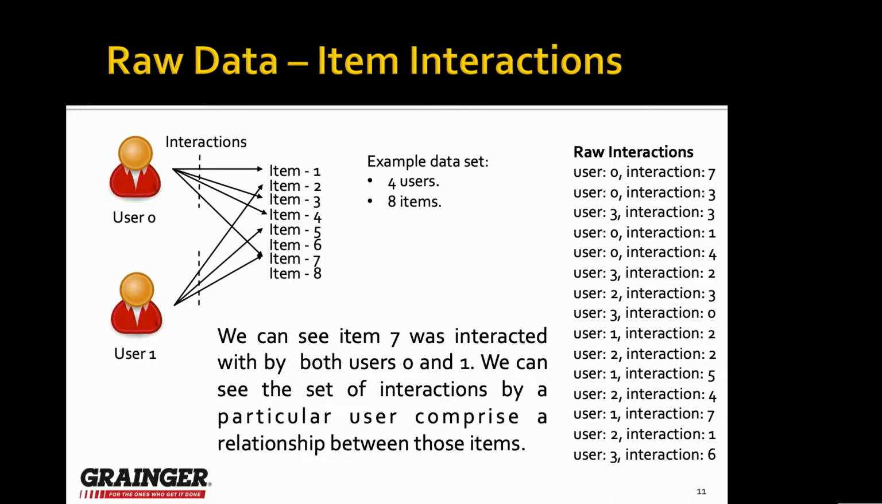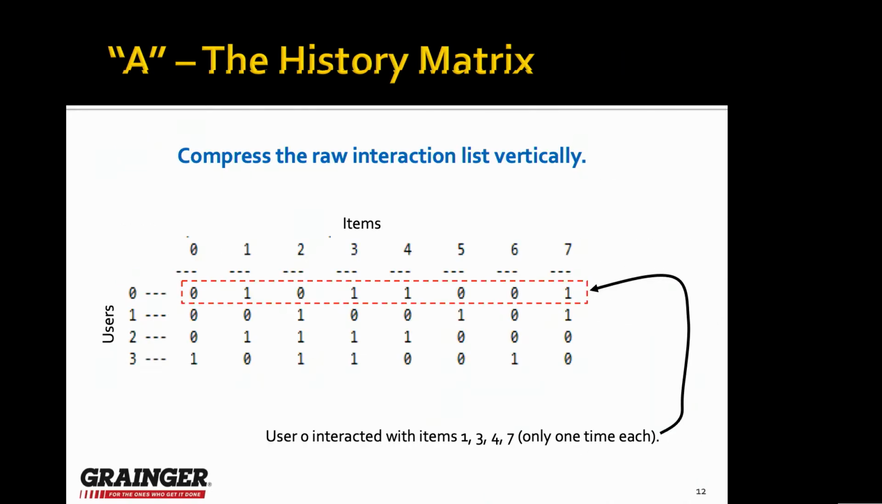The first thing we're going to do is introduce everybody to some mathematics. This is a matrix. I think everybody remembers this from high school. It's that stuff that nobody liked, that linear algebra class. Everybody says, well, what do we ever use that stuff for, right? Those interactions that we saw, we compress all the stuff vertically. You can see on the left we have the users, and across the horizontal we have all the different items that they interacted with. User 0 interacted with items 1, 3, 4, and 7.